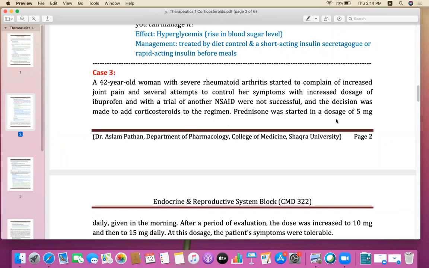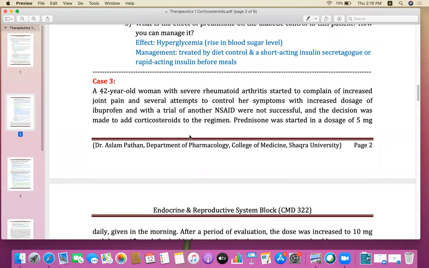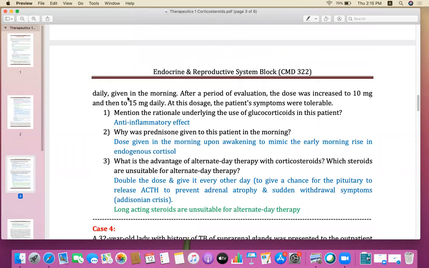Prednisone was started at a dose of 5 milligram daily, given in the morning. After a period of evaluation, the dose was increased to 10 milligram and then 15 milligram daily. At these doses, the patient's symptoms were tolerable at the dose of 15 milligram.